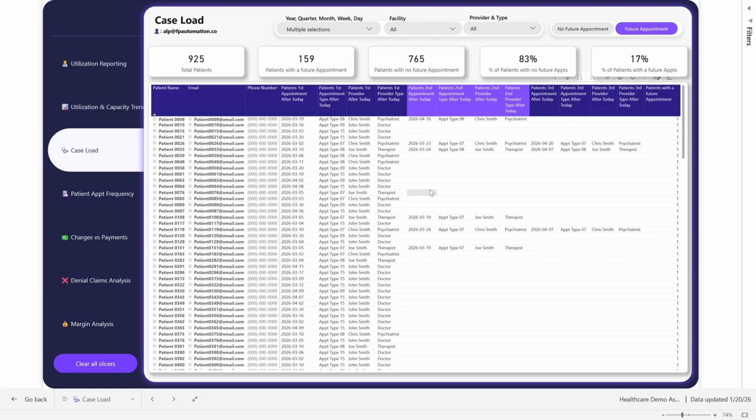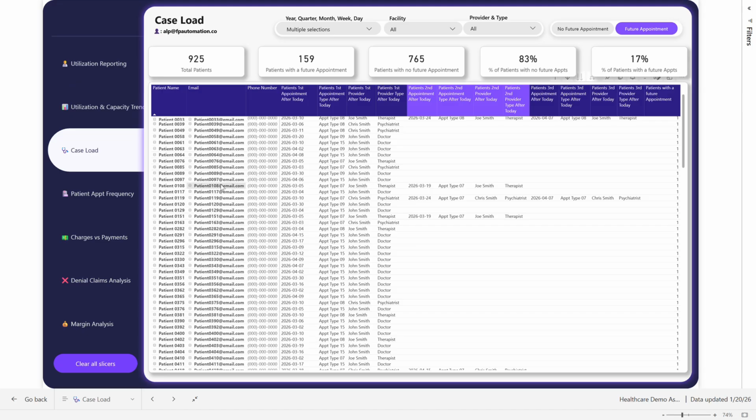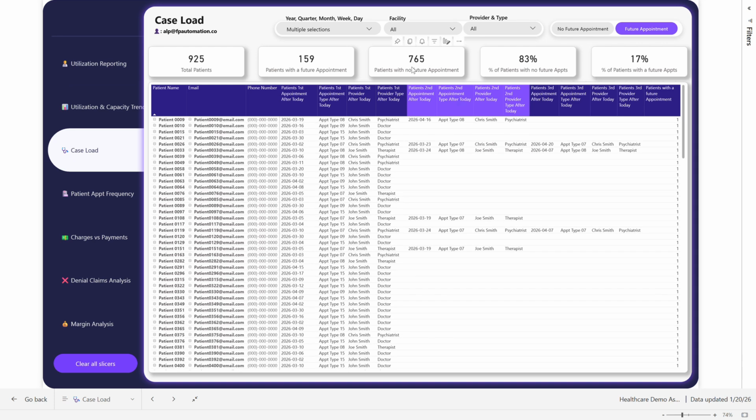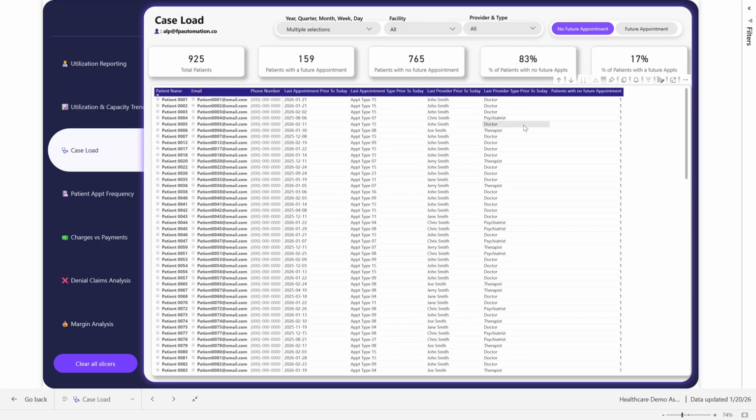So as an example, we can see for this particular patient that they have a second appointment scheduled, but is there an opportunity for us to get a third appointment scheduled? This also enables you to see other patients who do not have future appointments. You now have a listing of patients that you can go after and understand where exactly they're at and why there's not a future appointment scheduled. It could be as simple as they forgot, and this could be an easy win for your administration team.